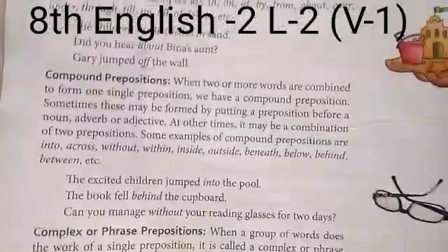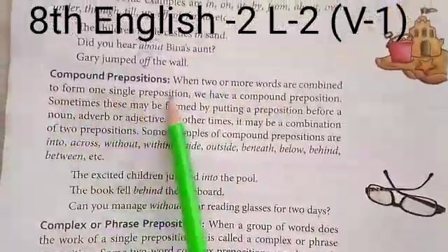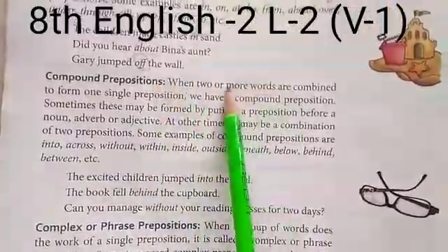Now what is a compound preposition? When two or more words are combined to form a single preposition, that is called a compound preposition.